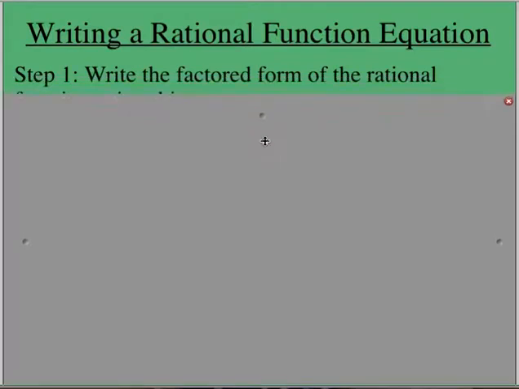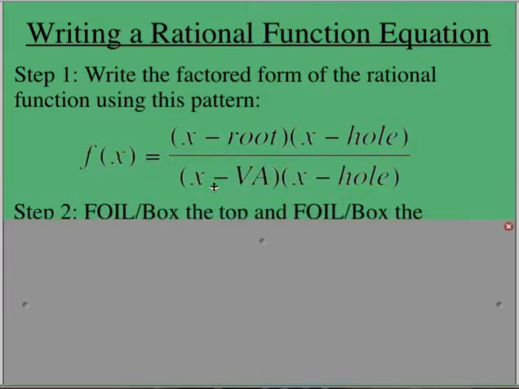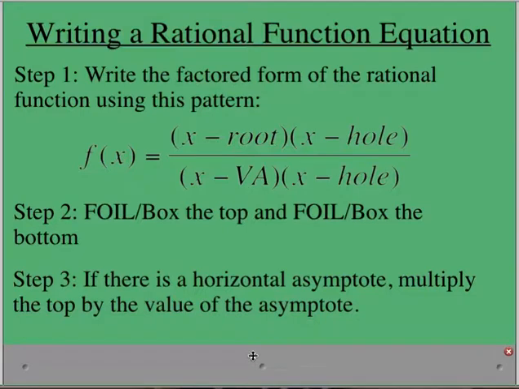The first one is to write the factored form of the rational function using the following pattern. So you can use whatever I give you as the root, so x minus the root, and then on the numerator x minus the x value of the hole. On the bottom you'll have x minus the vertical asymptote times x minus the hole. The second step would be to FOIL and box the top and the bottom. And then the third step is if there is a horizontal asymptote, multiply the top by the value of the asymptote.